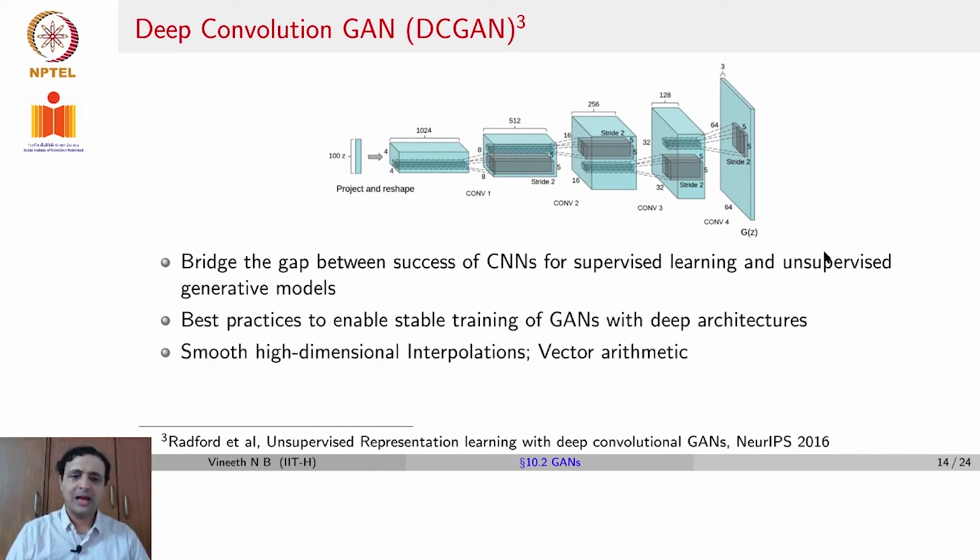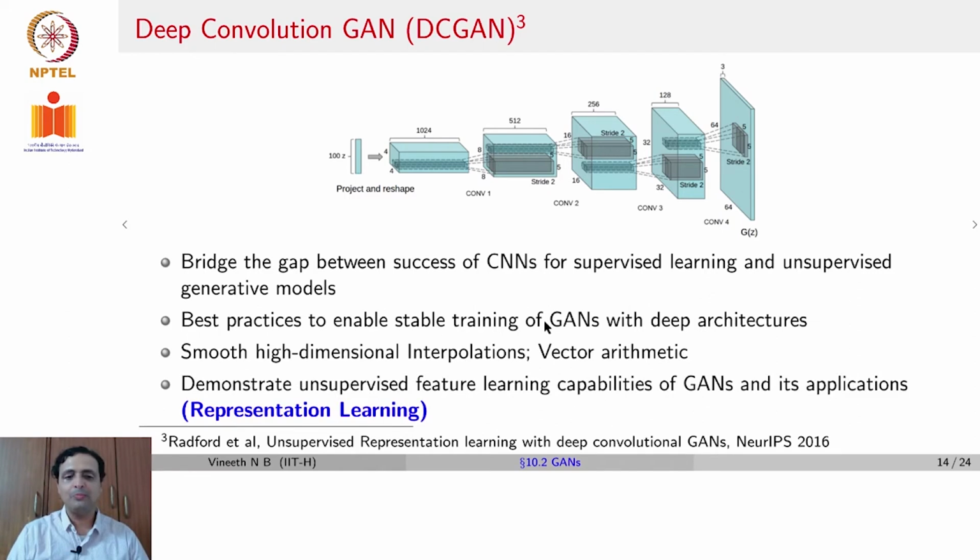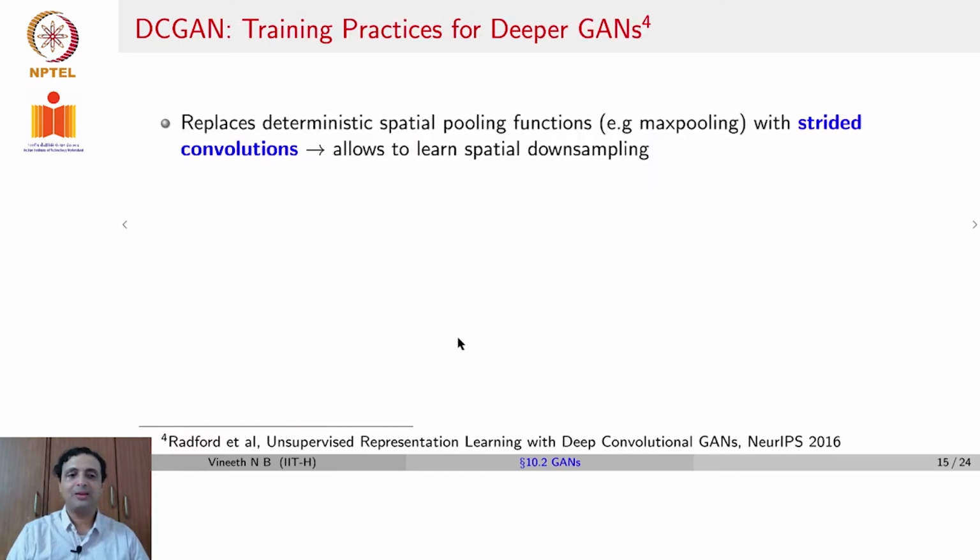They also show that you can play with the latent space representations here, these Z vectors that you sample from a Gaussian, and do what is called vector arithmetic, which we will see soon. And they also show how using such an architecture for GANs gives you strong feature learning capabilities of the network. Let's see each of these one by one. So in terms of training practices to train good GANs for generation, DC GAN introduced a few strategies.